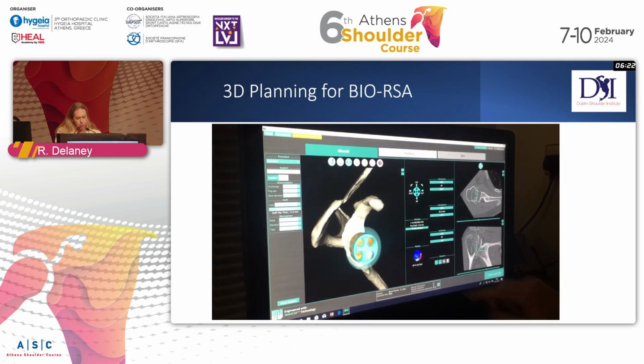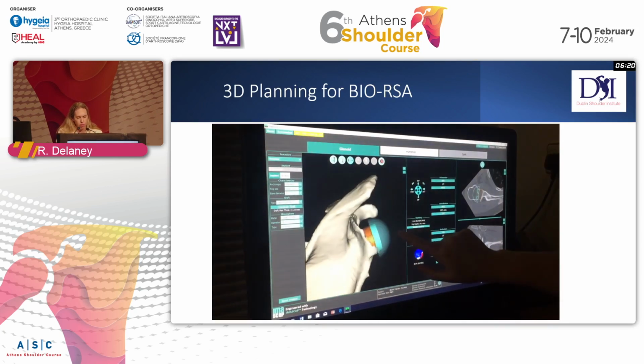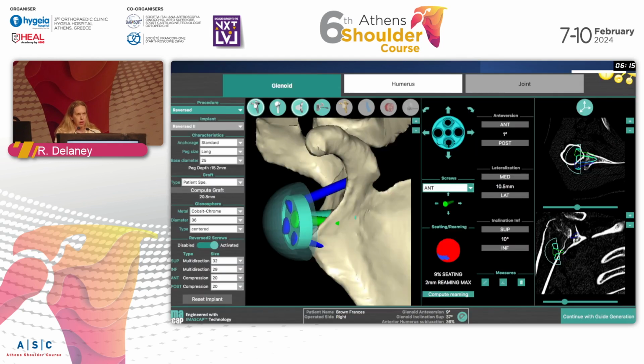Do you go custom implant or do you use bone? In a young patient, we were hoping that by using a bone graft and doing a bio-RSA, that would incorporate, and later down the line, we should have more bone to work with should she need a revision.